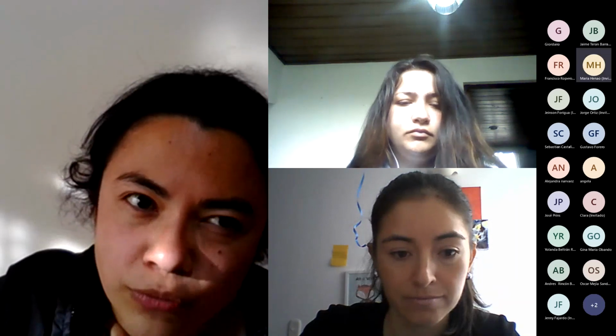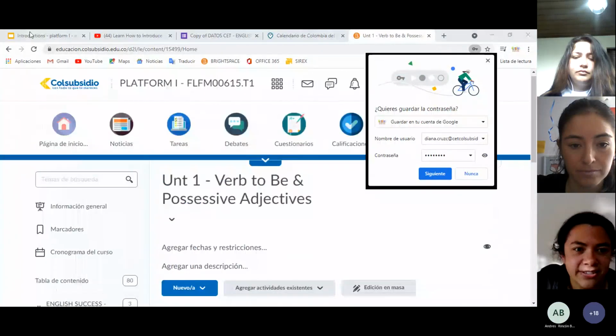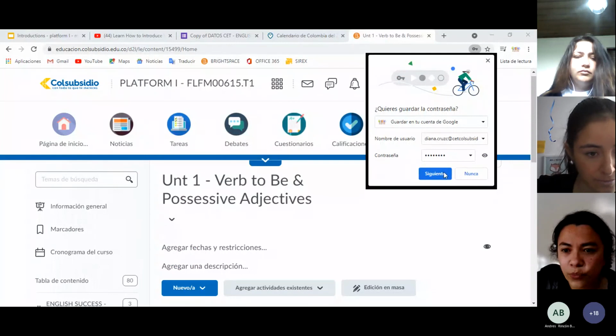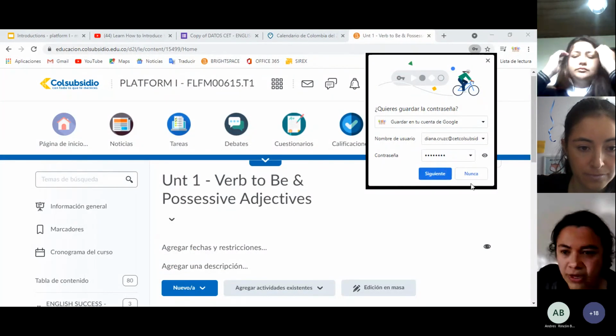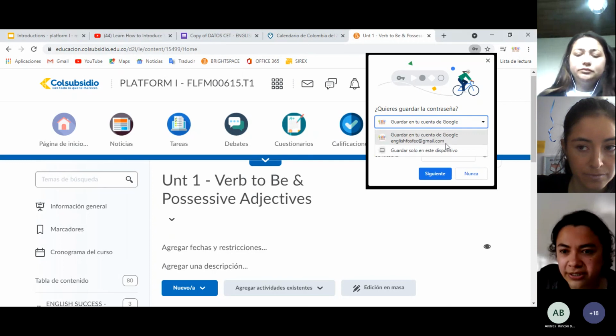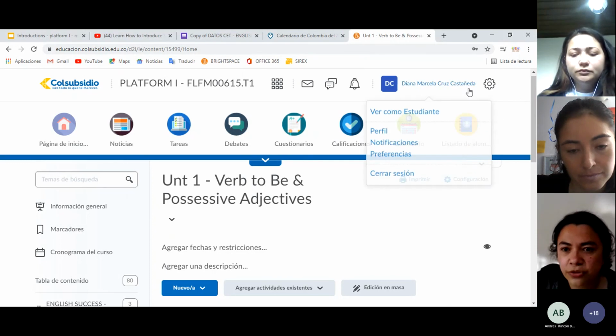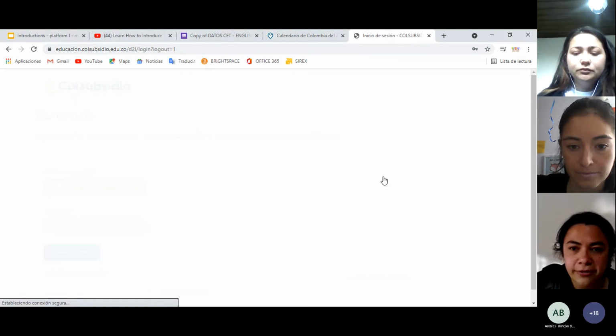Something important, guys, I forgot. Can you see my screen? No. Not yet. All right. Sorry. Let me share my screen here with you guys. So guys, here we have the platform, all right? The way we access for those who are new, it's not difficult to access this information, guys. So this is what we're going to do.